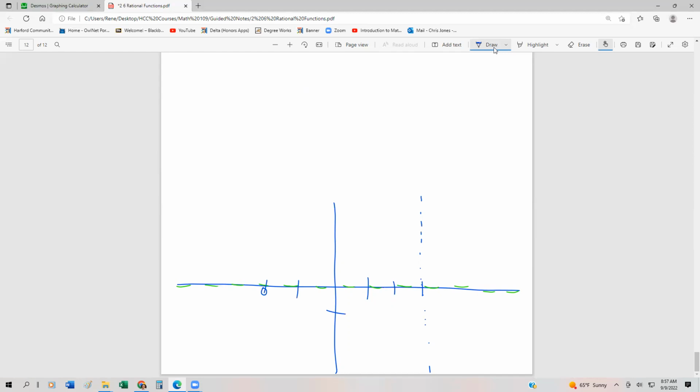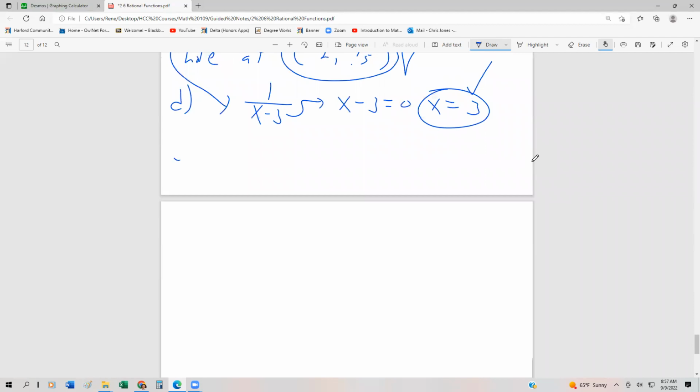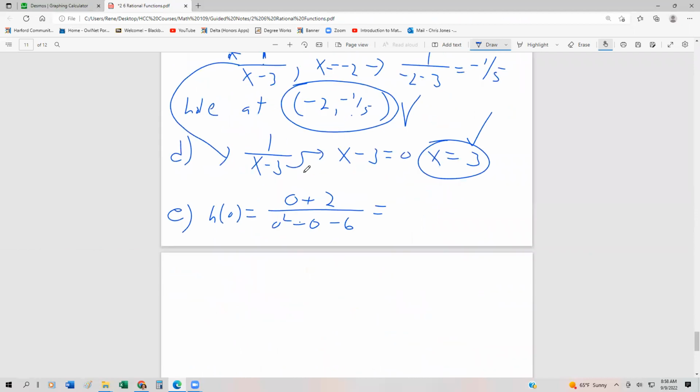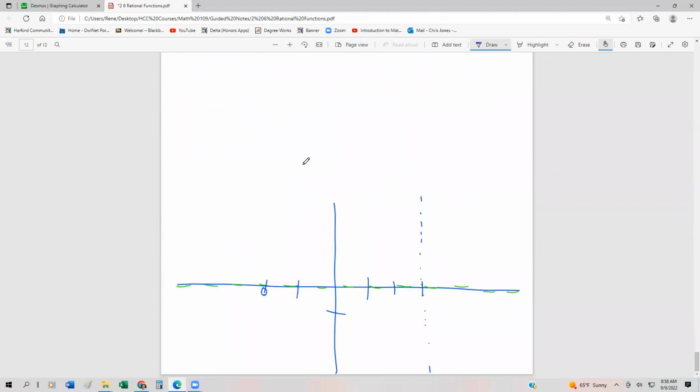Okay. All right. So next thing we're going to do is find some points on this. And some points are probably helpful with the intercepts. So let's start there. So let's start by finding h at 0. Okay, so 0 plus 2 divided by 0 squared minus 0 minus 6. I just went up here, plugged 0 back in, and that gives me 2 over -6, or -1/3. Okay, and so we get the point 0, -1/3.